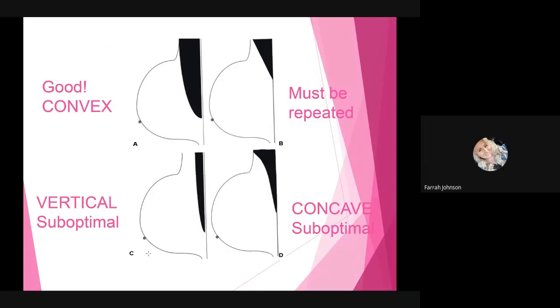So this is an example of what I was just talking about with the pectoral muscle. On image A, if we draw a line posterior to the nipple, we can see nice pectoral muscle. As compared to image B, if we trace this all the way back, we do not see pectoral muscle, which means that they did not pull enough of this breast into the machine, so it needs to be repeated.